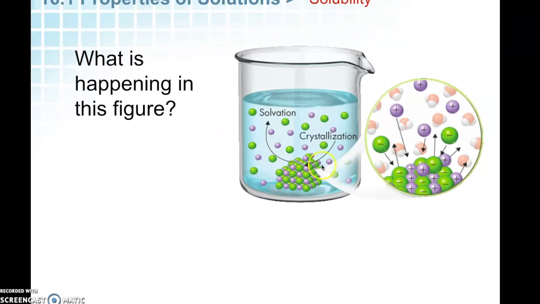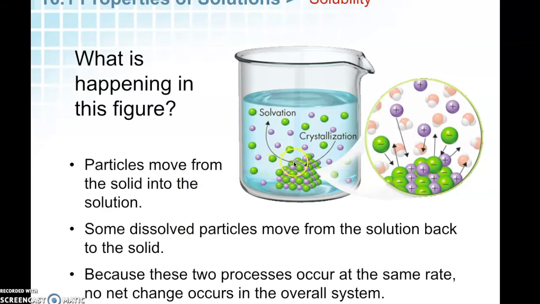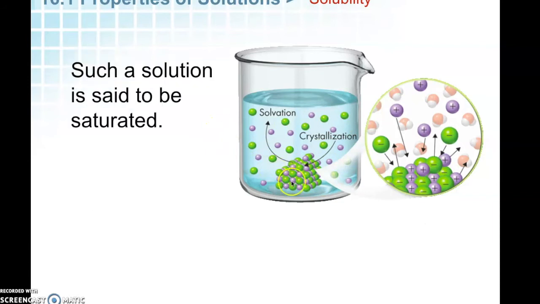So here's what we've got. We have an object in water, and some is dissolving and some is crystallizing. What happens is the rate of dissolving and the rate of crystallization occur at the same rate. So we're in an equilibrium, okay? Some dissolves, some crystallizes. This is a saturated solution.